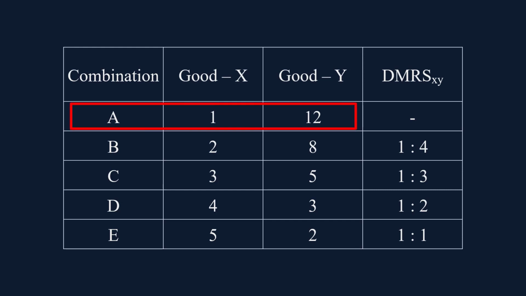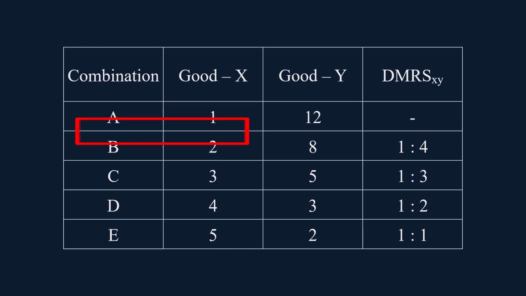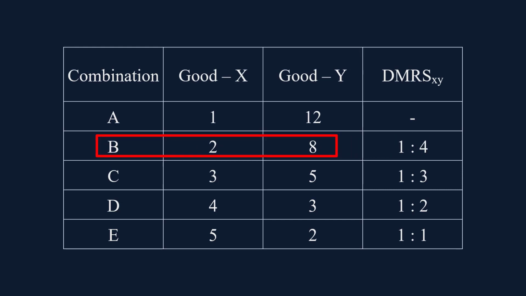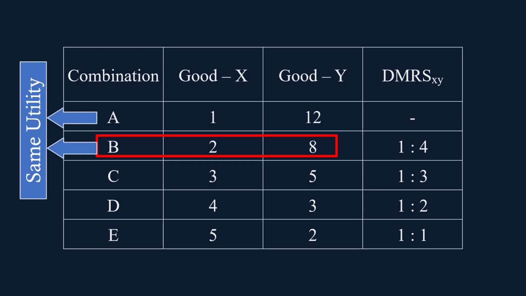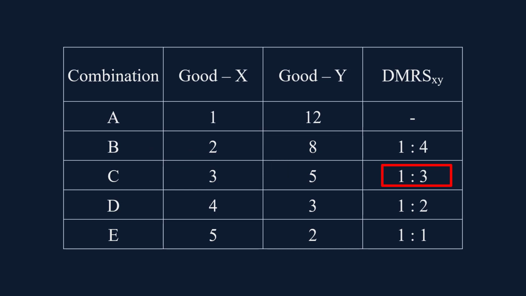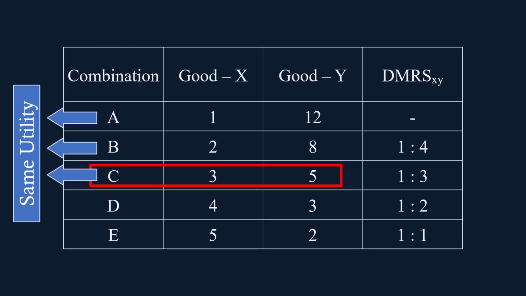To begin with, the consumer has combination A. To form combination B, he substitutes 1 unit of X in the place of 4 units of Y. Combination B contains 2 units of good X and 8 units of good Y. In doing so, he gets the same utility from combination A and B. When he forms the combination C, he substitutes 1 unit of good X in the place of 3 units of good Y. Combination C consists of 3 units of good X and 5 units of good Y. Utility he gets from combination C is the same as that of A and B.